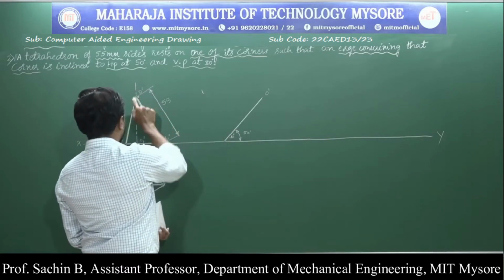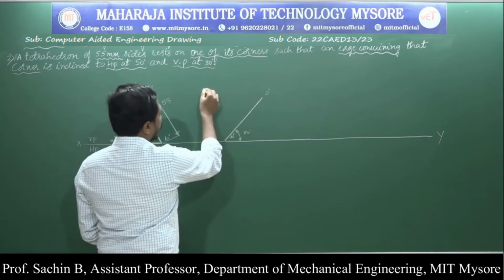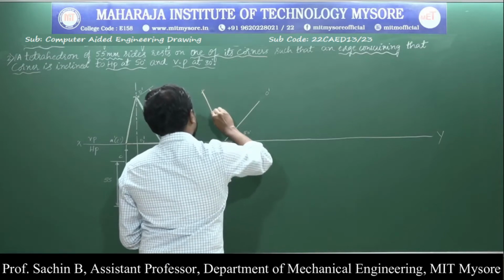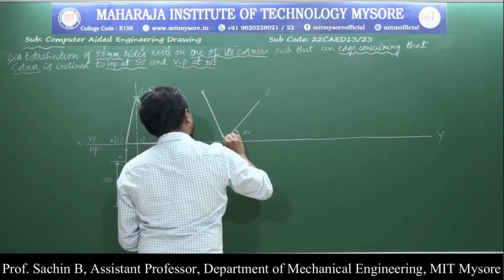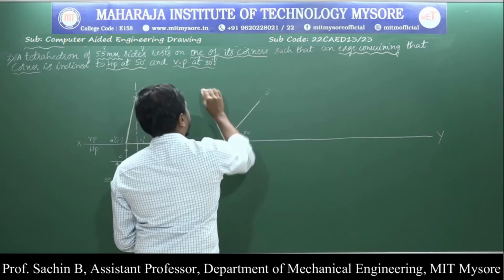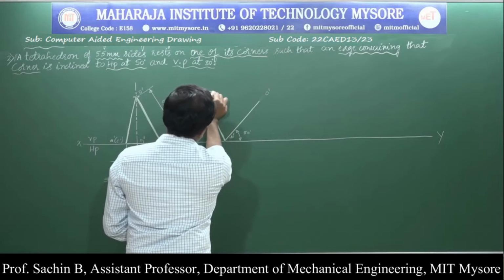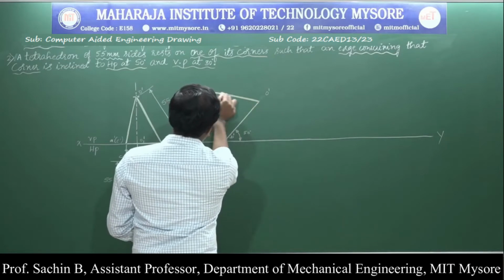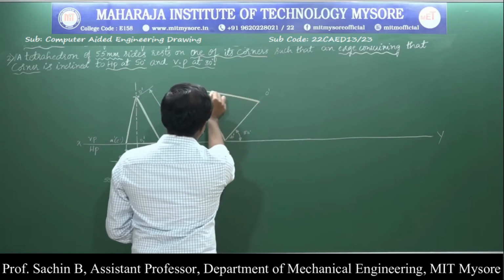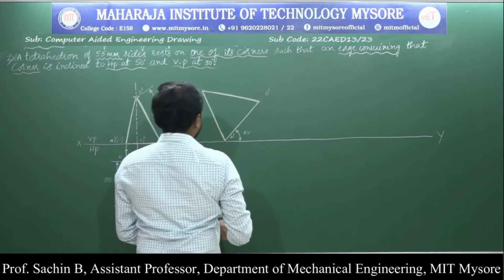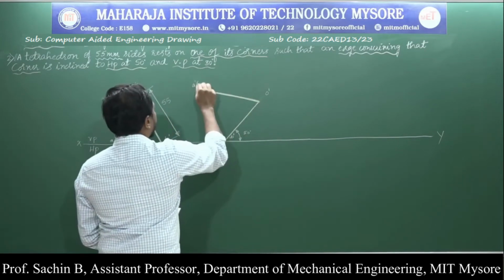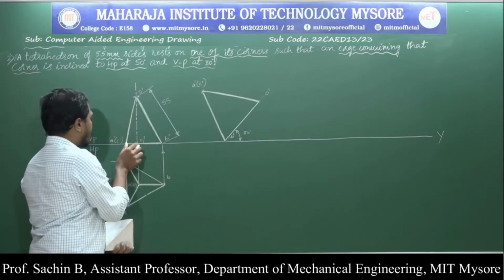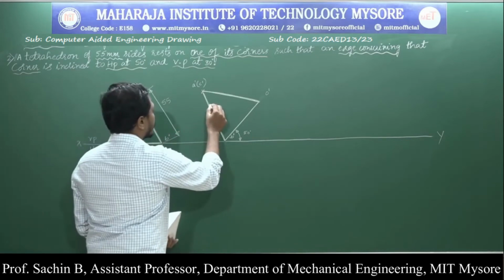Again I will come to the O dash point. I will measure from O dash to A dash. One more arc is intersecting it. Now I will join it. This is O dash, and this point is A dash bracket C dash. Now I need to get the axis. I will measure from A dash to O1 dash, and I will mark it here, A dash to O1 dash.